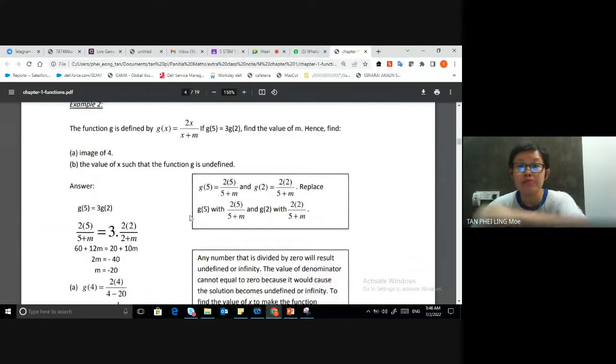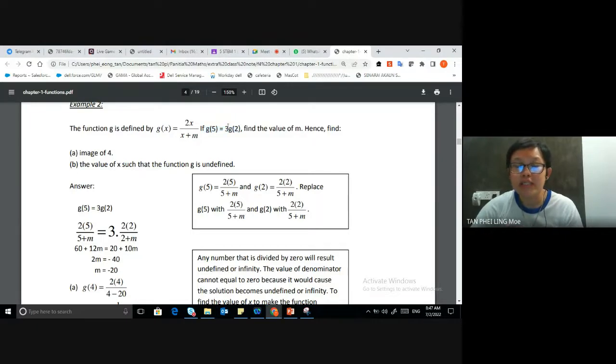Okay, example 2 is just another example, where they can give you all sorts of things. But I choose this one because why? You can see here g(x) equals 2x over x plus m. So again, you have the unknown m. So you have to find out m when you are given one clue like this.